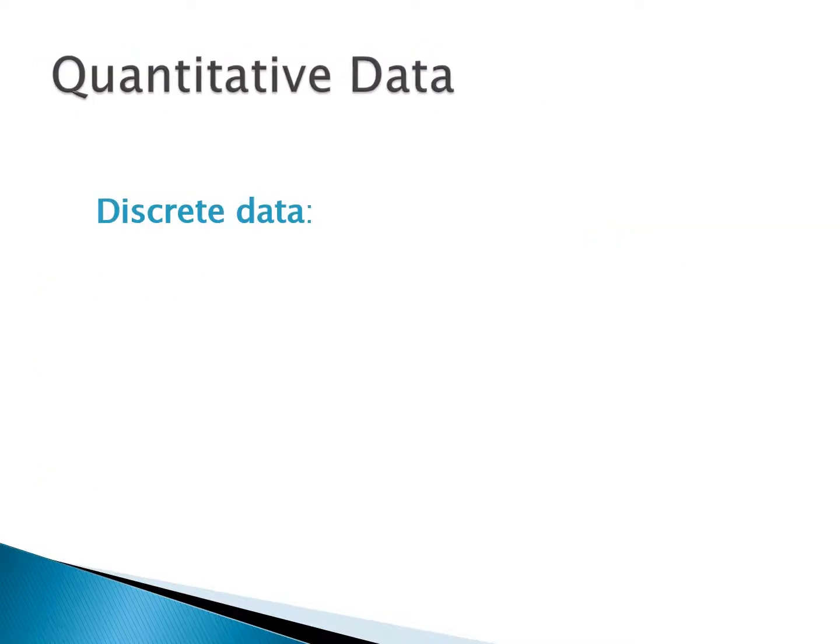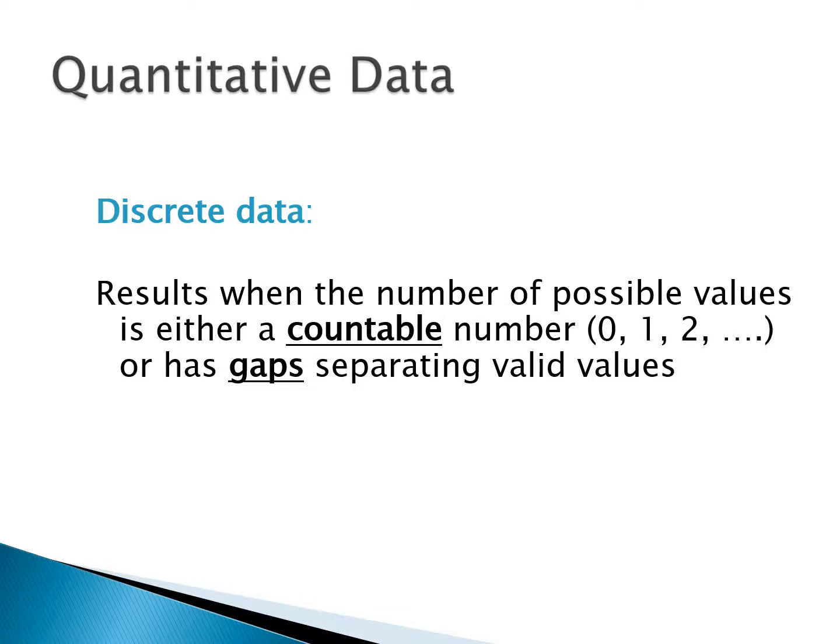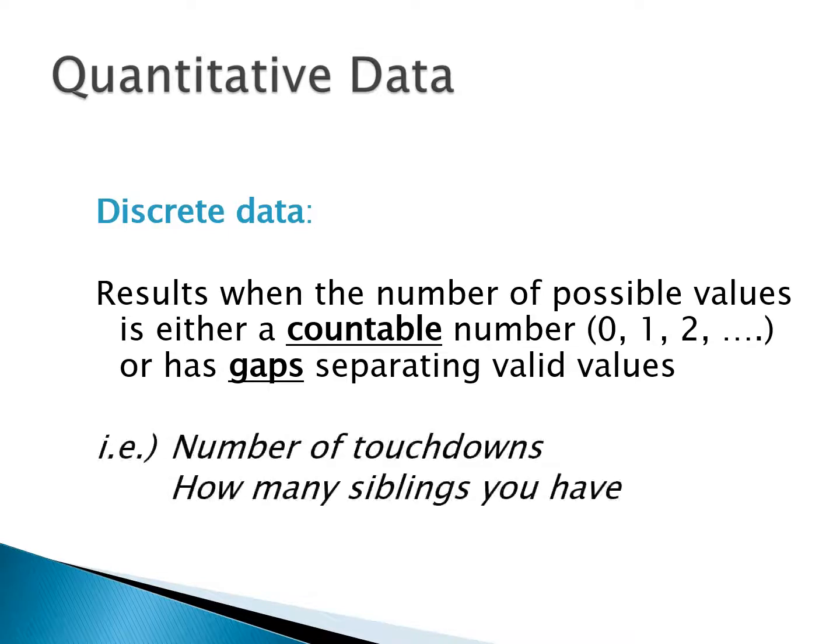Once we've identified a variable as quantitative, we can further classify it into one of two types. The first is discrete data, which is more commonly known as a countable number, but more specifically, it has gaps separating the values. Some examples are the number of touchdowns that can be scored in a football game, the number of siblings you have. You can score 1 touchdown, 2, 3, same thing with the number of siblings, but you can't score 1.35 or have 2.17 siblings.